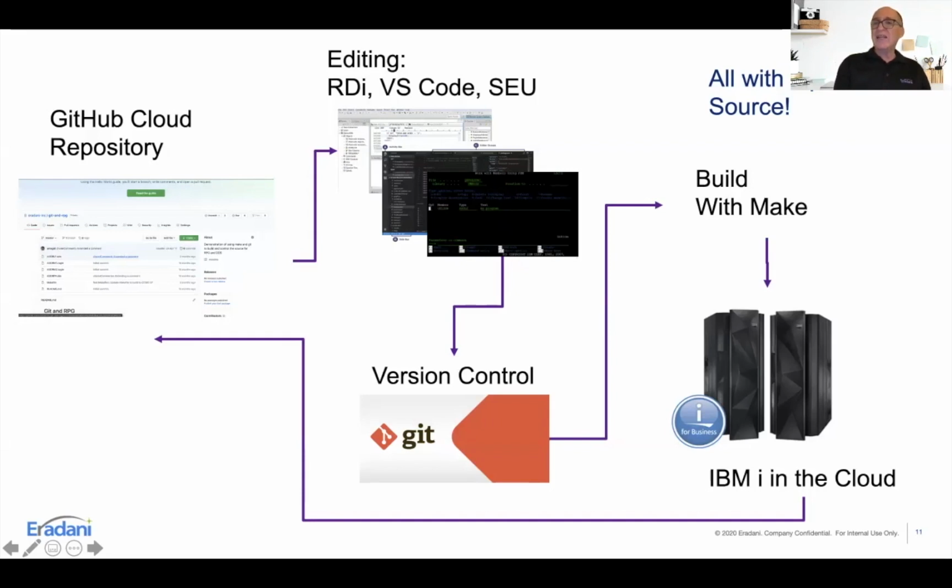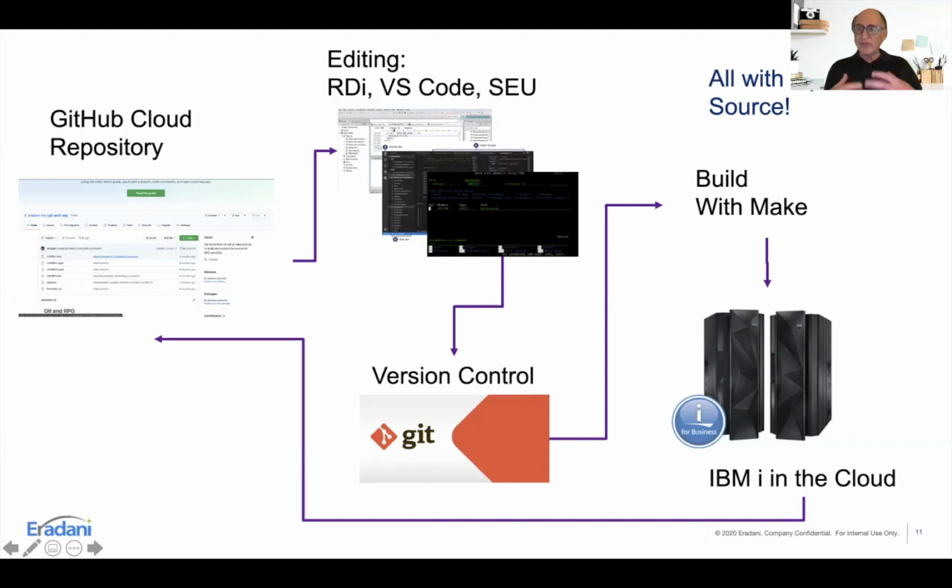I can edit it using whatever tools I want to use. So if I want to use RDI, I can do that. If I want to use some other tools like VS Code, I can do that. If I want to use standard traditional tools like SEU, I can use those tools. So I make all the changes that I need to make for the projects that I'm working on, and then I can build them using Make.